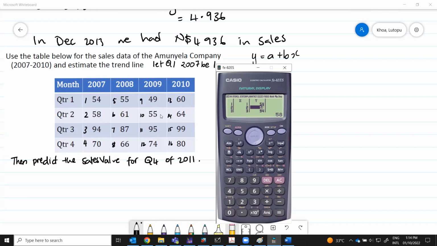So you have 54, 58, 94, 70, 55, 61, 87, 66, 49, 55, 95, 74, 60, 64, 99, 80. And if any of the values is wrong, then you just correct it. Let's say, for example, this 80, I typed in 70, for example. So I just go to it. It's not supposed to be 70, it's 80. I just type in the new value, press enter, and you can see that it will change.